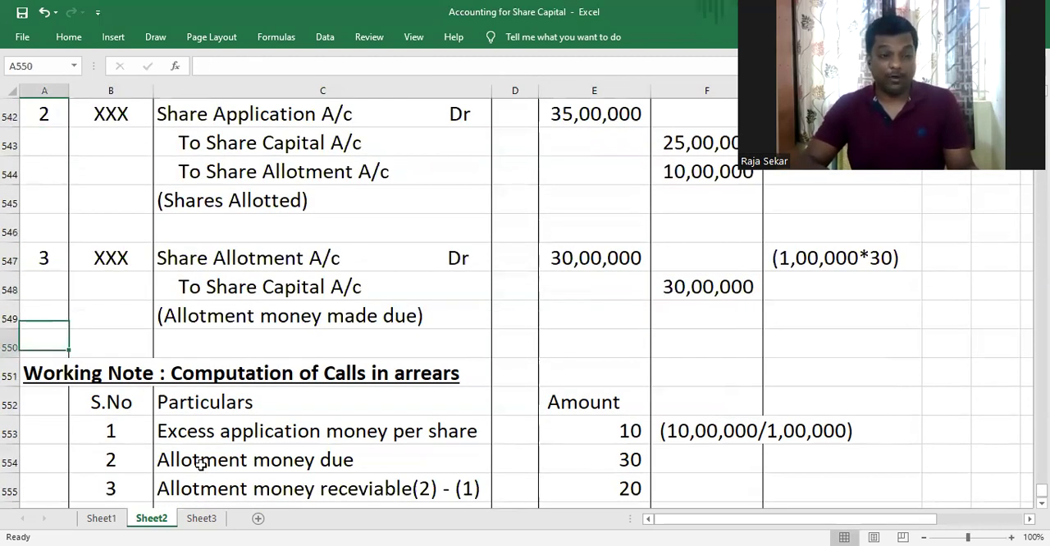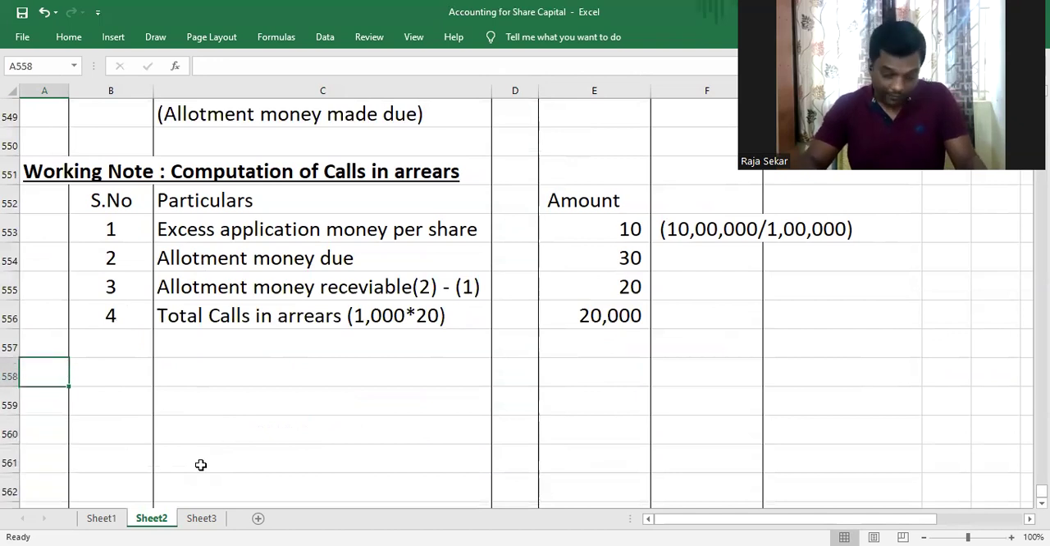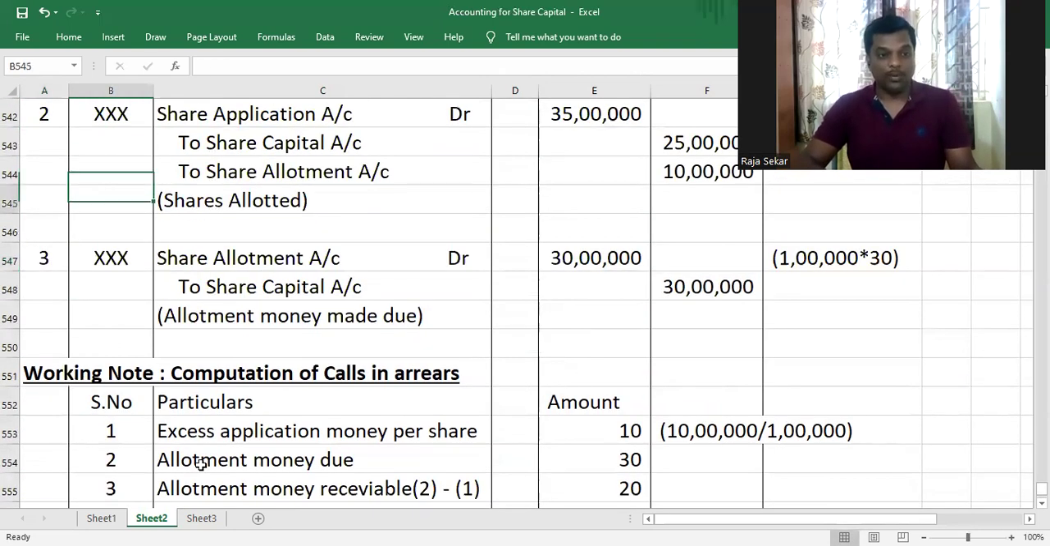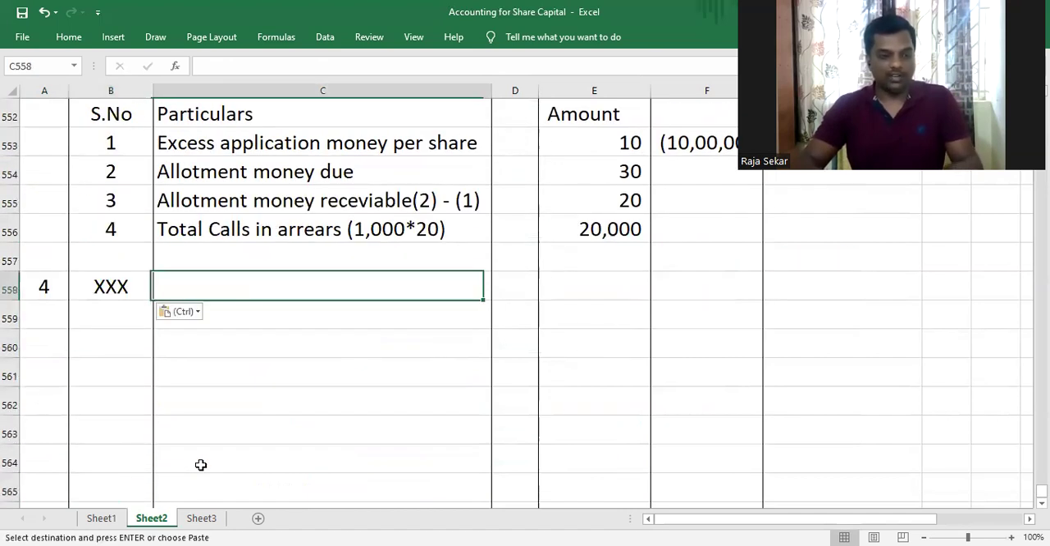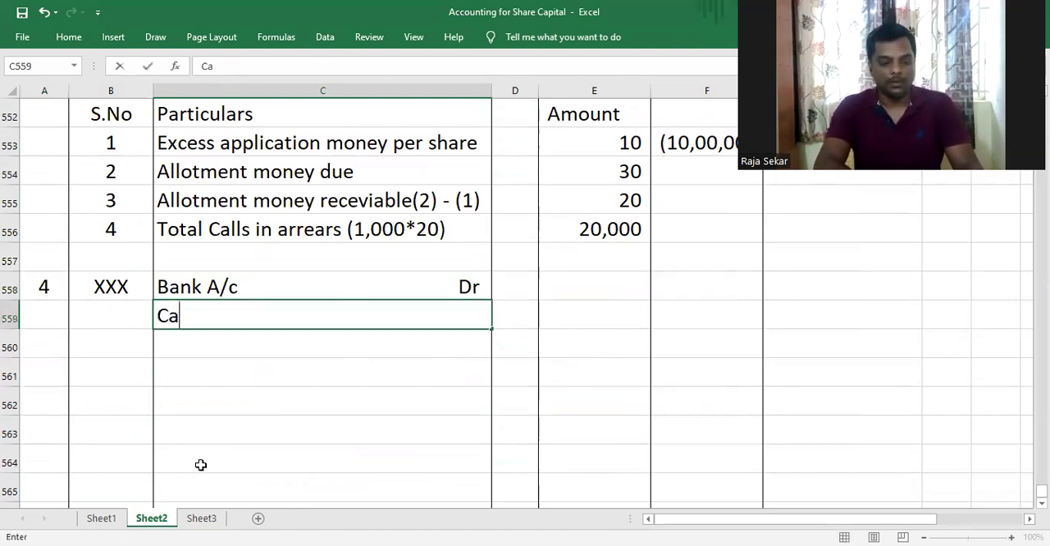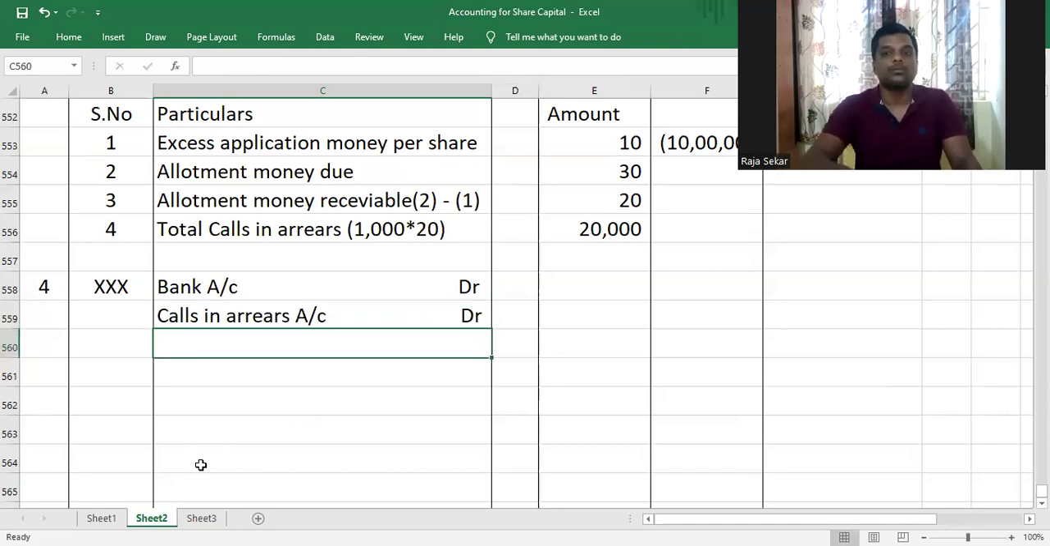After this, it is very straightforward, my dear children. We just pass a journal entry for receiving the allotment money with calls in arrears. So the journal entry will be what, my dear children? Whenever calls in arrears is there, it is bank account debit, calls in arrears account debit, to share allotment account.